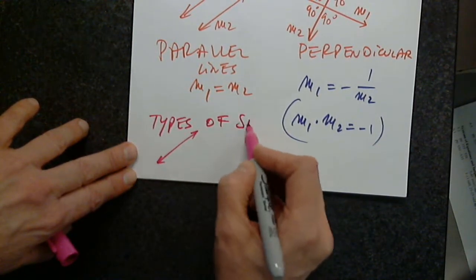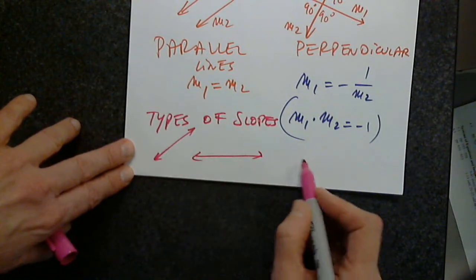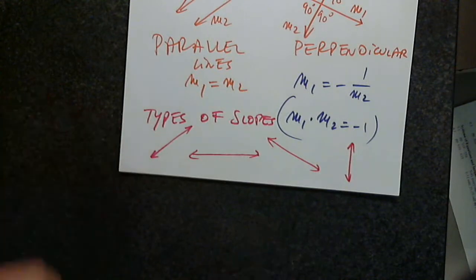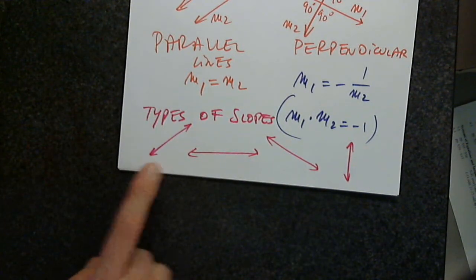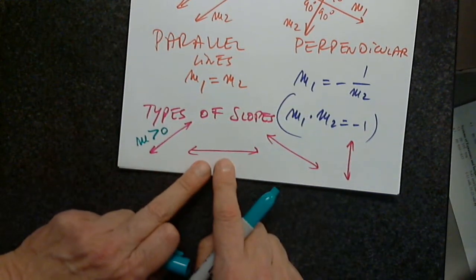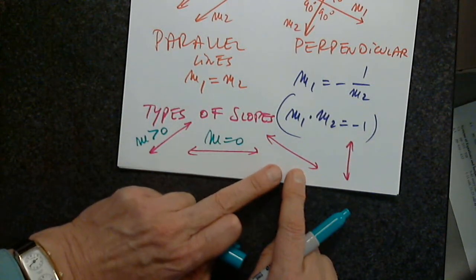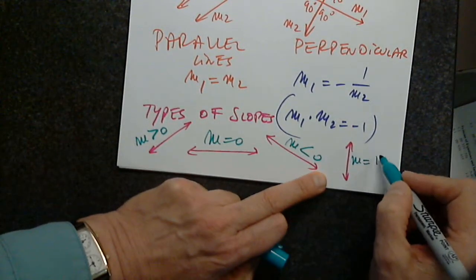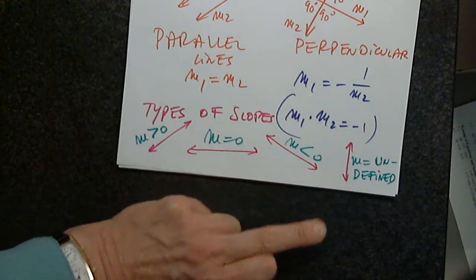Types of slopes. Or I should say types of lines. Better. Okay, what kind of slope will this line have? Positive. Very good. The slope is positive. What about here? 0. Neutral. Yes. What about here? Negative. Yes. And undefined. Very good. Slope is undefined.